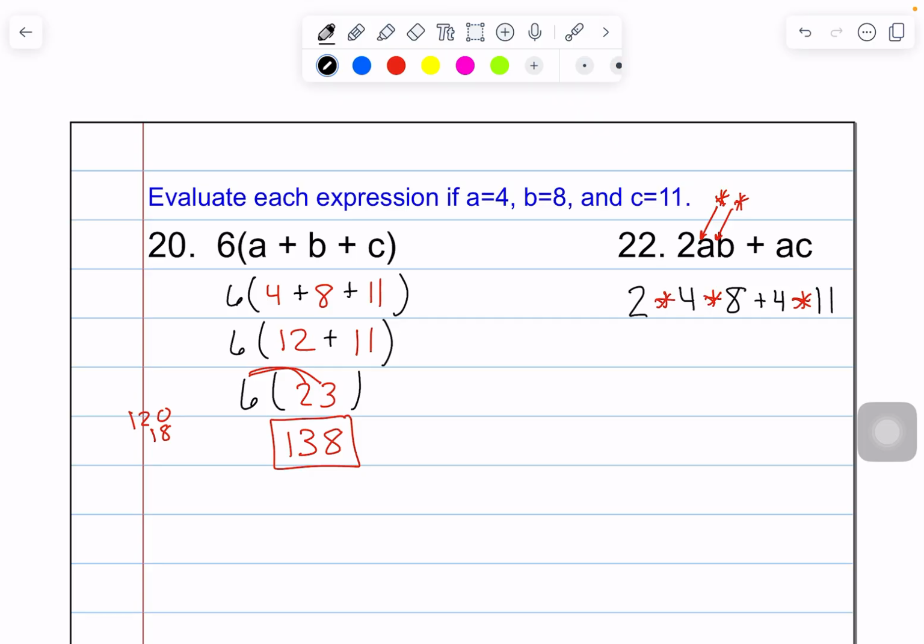2 times 4 is 8. So now I have 8 times 8 plus 4 times 11. 8 times 8 is 64. 4 times 11 is 44. And if I'm going to add those two together, I get 108.